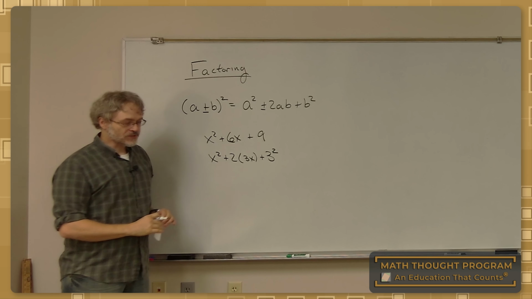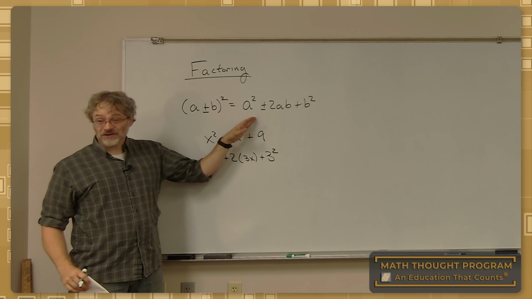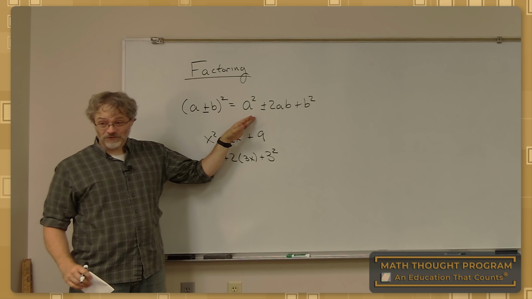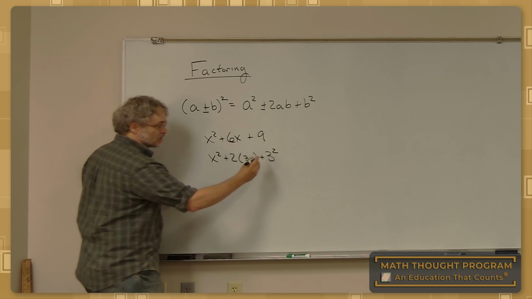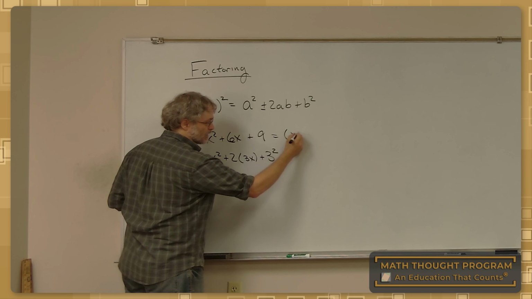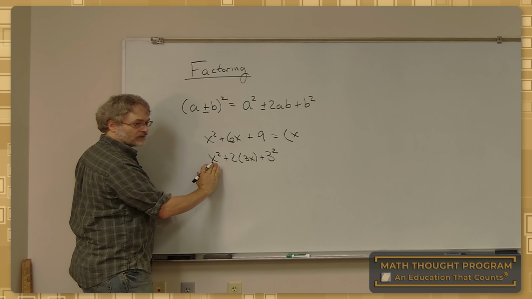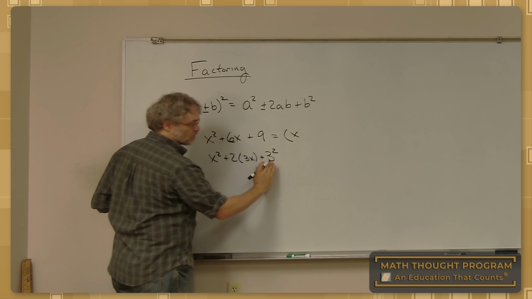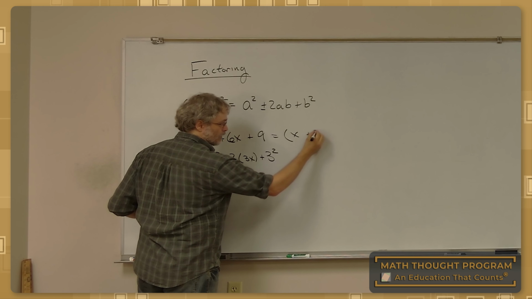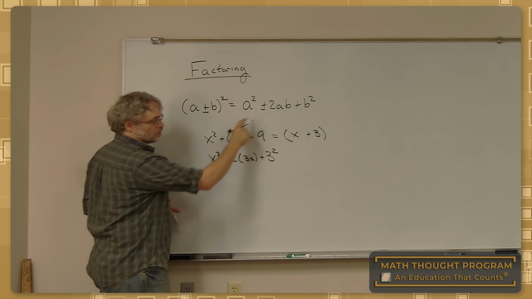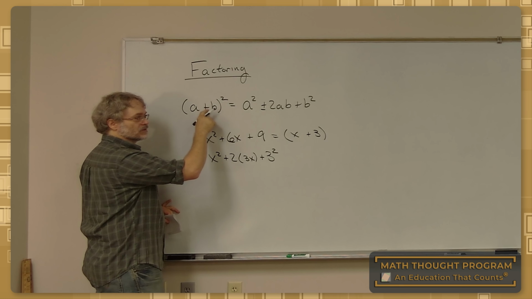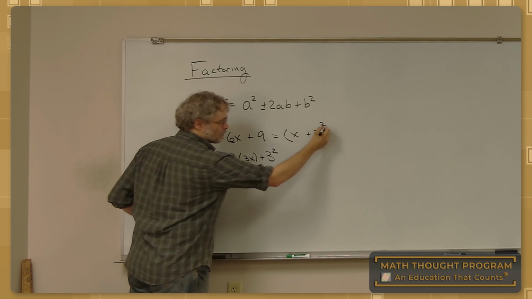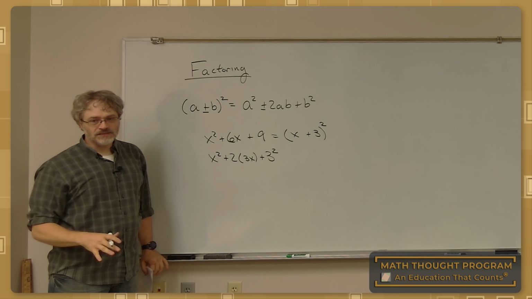Seeing a 3 squared, I'm probably going to use this formula because it's going to go by very, very quickly. So I can take this, and I see that the a is going to correspond to an x. The b corresponds to a 3. And there's a plus sign, so it's a plus sign in the factored form. And that's how I can factor these kind of polynomials.